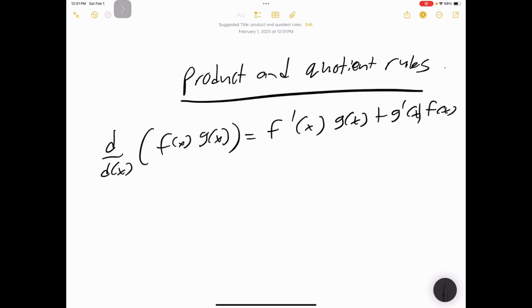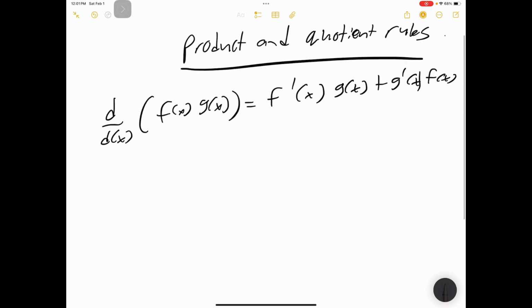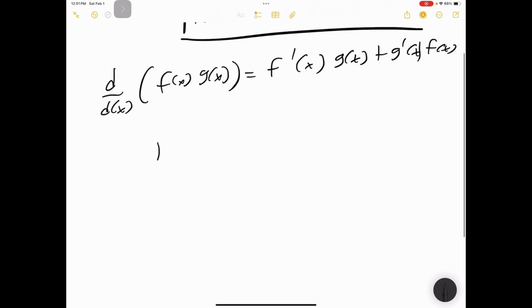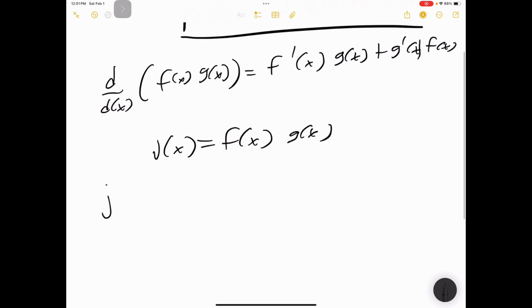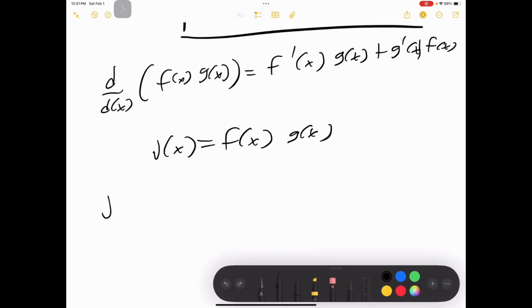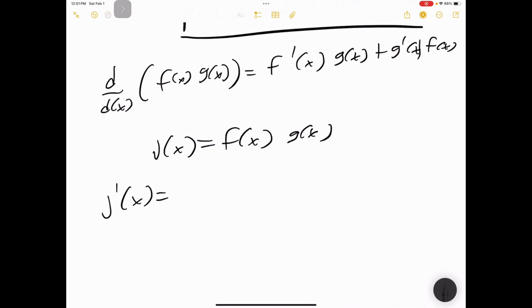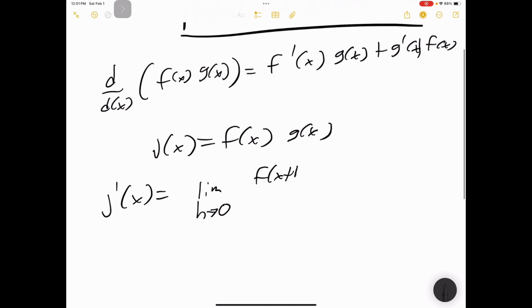And we're not going to prove too many things in this class, but let's look at a proof of this one. So let's say we have j of x, which is equal to f of x, g of x. Then j prime of x is going to be equal to the limit as h goes to 0 of f of x plus h, g of x plus h, minus f of x, g of x, all over h.